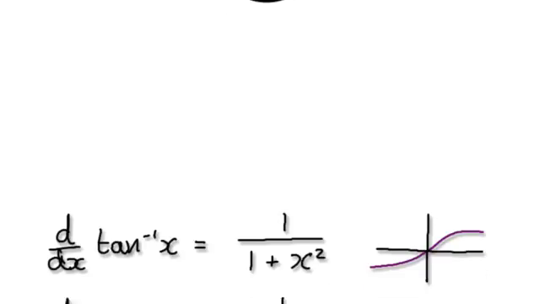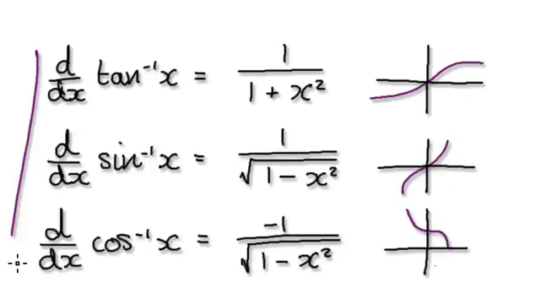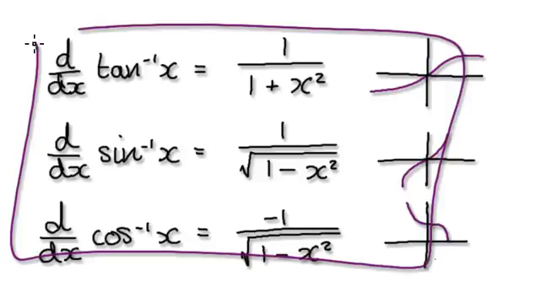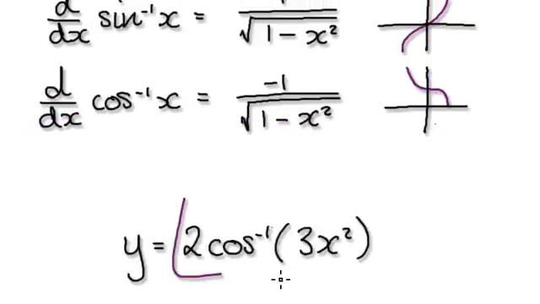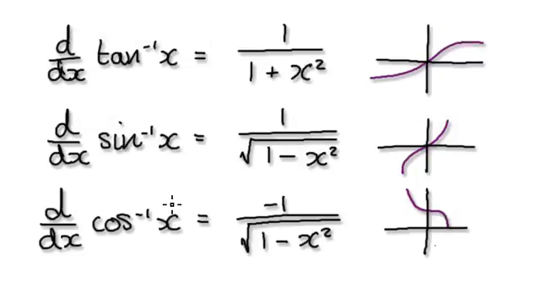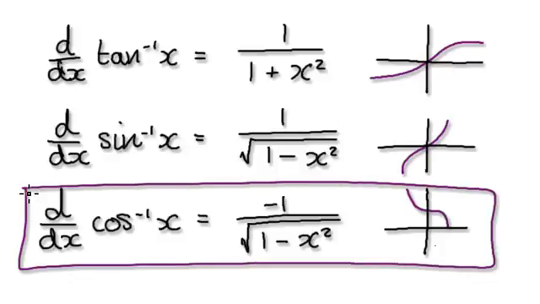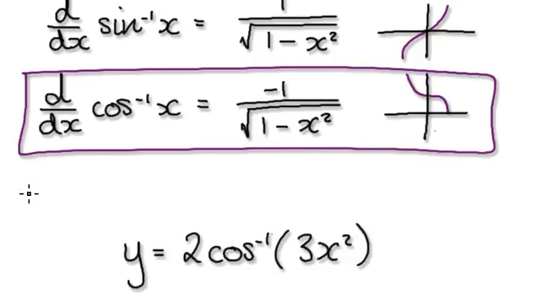Okay, let's give you guys some more practice. So here, given this, work out dy by dx. So given that y equals this thing here, work out dy by dx. The one that you will need will be this one here, the inverse cos one. Okay. So given this, work out dy by dx.